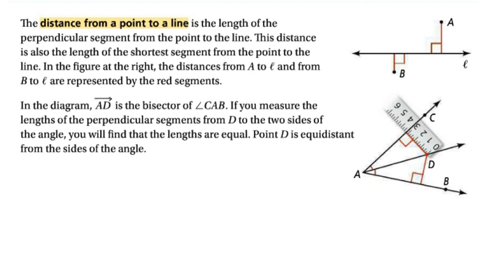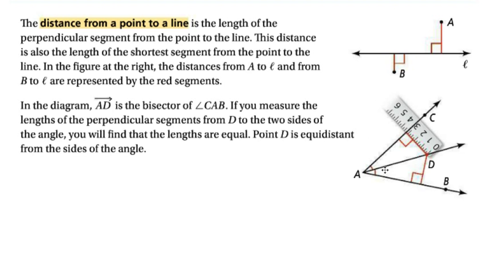So the distance from a point to a line is the length along the perpendicular segment. Okay, from the point to the line, that's actually the shortest distance from any point to a line. The shortest distance is what you would get if you were to construct the perpendicular to the line, and that would give you the shortest distance there.